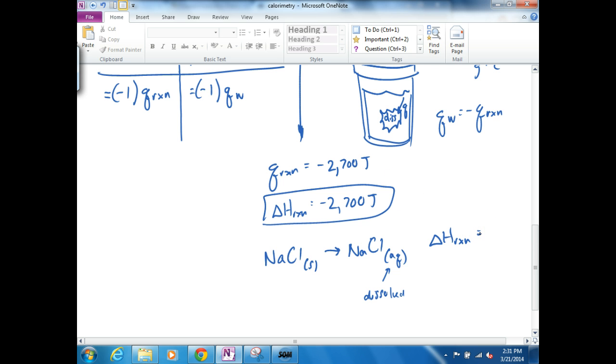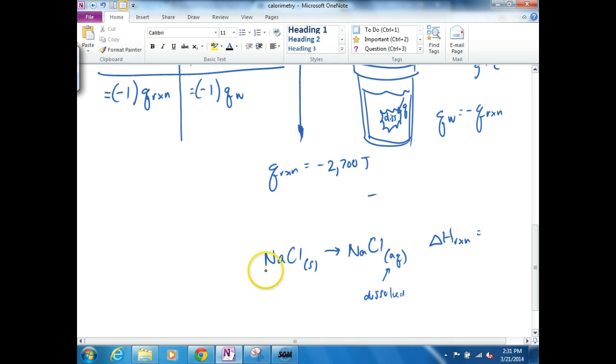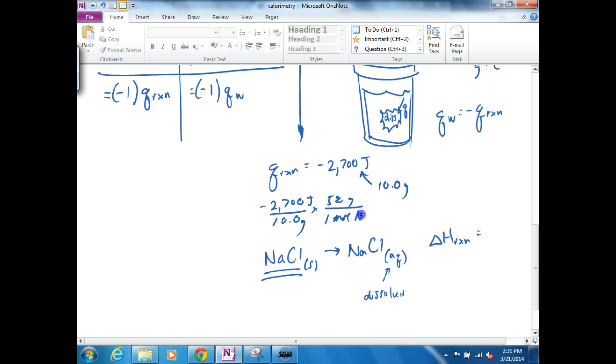Now in this case, what would delta H of reaction be? Well, I've got to figure out what delta H would be for a whole mole of sodium chloride, because this is 1 mole, it's not written here, remember we don't write ones in chemistry. So what would delta H be for a whole mole? Well, here's how you do that. This was for 10 grams in this hypothetical example. So I write negative 2,700 joules from 10 grams, and then it's about 58 grams per mole for NaCl.